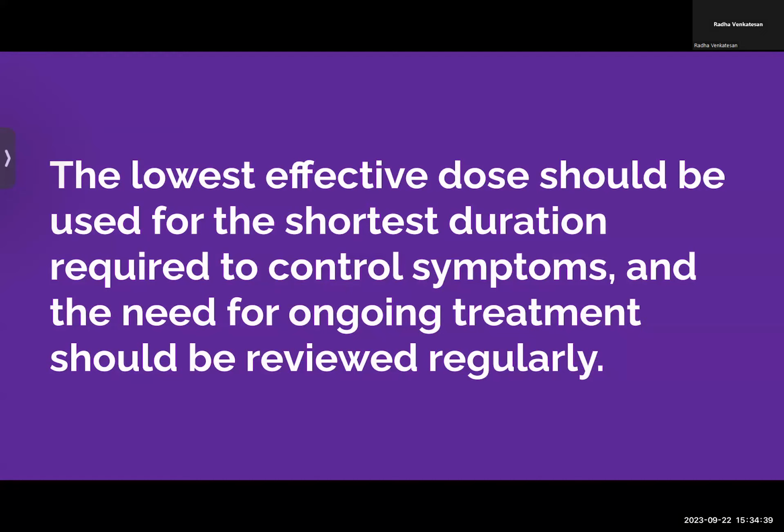And then the next part is what? Not taking it like a chocolate or a biscuit or sweets for 2 years, 3 years. So the need for ongoing treatment should be reviewed regularly. One doctor prescribes it for 5 days, but it is taken for 500 days. Is that right?